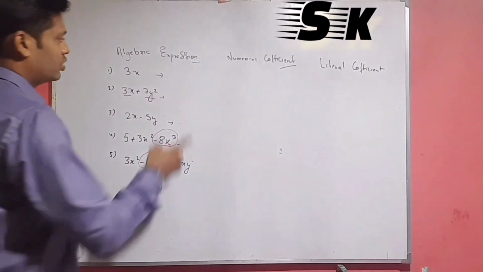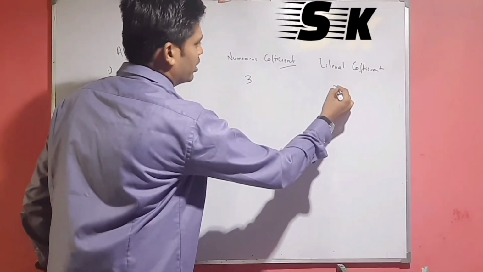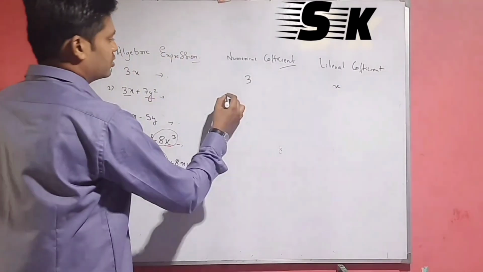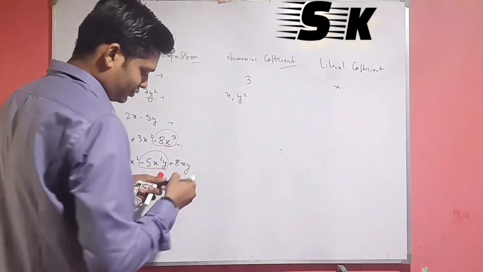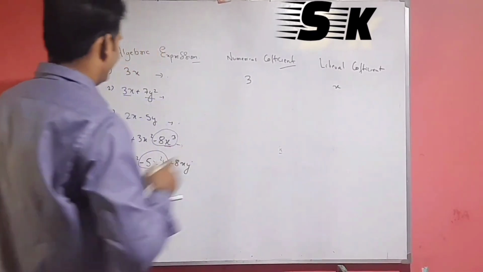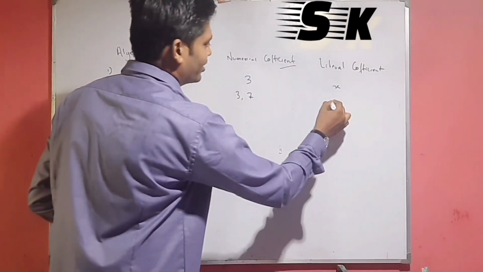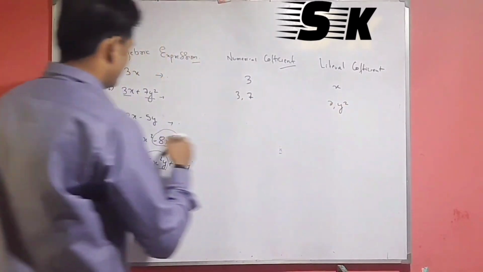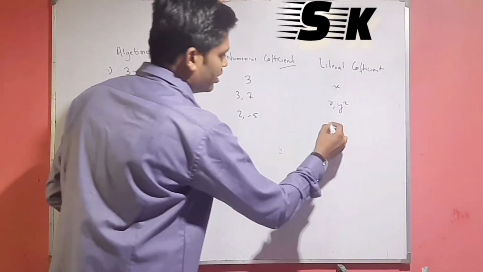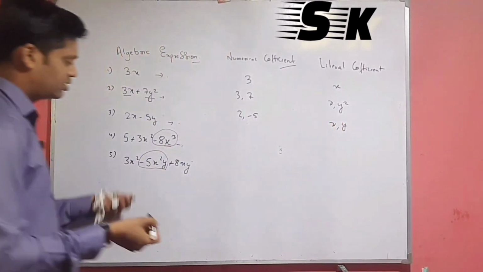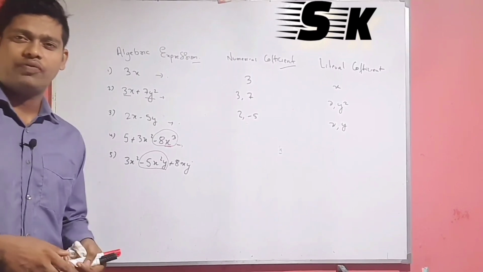So here, what is the constant value? 3. What is the literal? X. Here x is there and y square is there. 3 is there and 7 is there. X is there, y square you have here. So here 2 is there, minus 5 is there. X is there, y is there. Same thing. So you understood what a literal coefficient and what a numerical coefficient is.